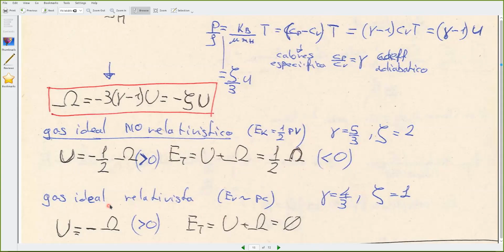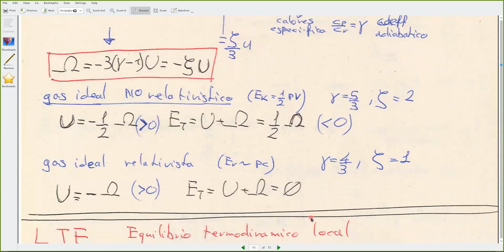In the case of a real gas, but a relativistic real gas, we change gamma to this new one, and we have this relation, where the thermal energy is the opposite of the potential energy. So the total energy is zero, so it's not rotationally bounded. It's not unbounded, but it's not even bounded. That, as we saw, can be a source of instability.